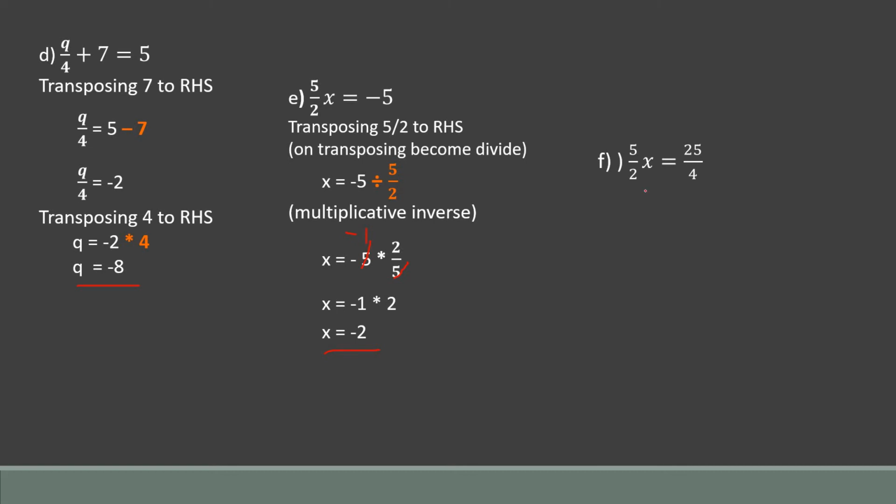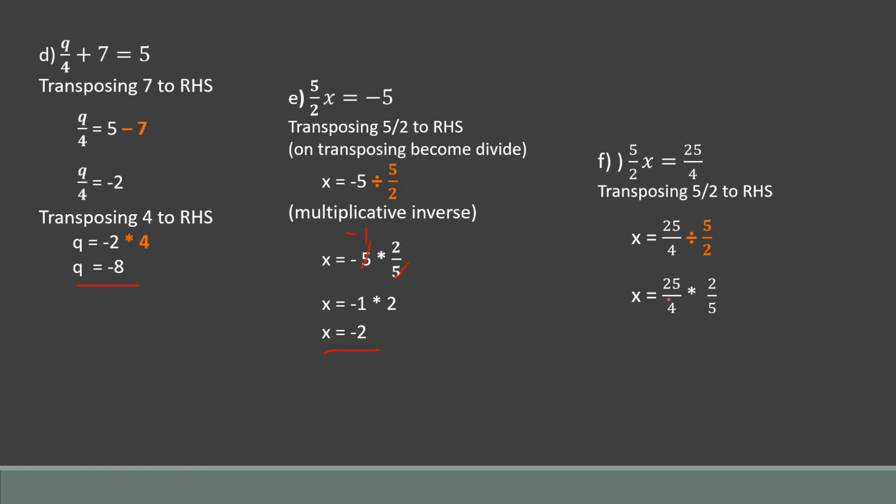Same kind of equation is here. 5 upon 2 x is equal to 25 upon 4. Both the sides fractions number are there. So same method we are going to use here. We are going to transpose 5 by 2 to the right hand side. It will become divide. So x is equal to 25 divided by 4. That is 25 upon 4 divided by 5 upon 2. Don't forget to do the multiplicative inverse of that.